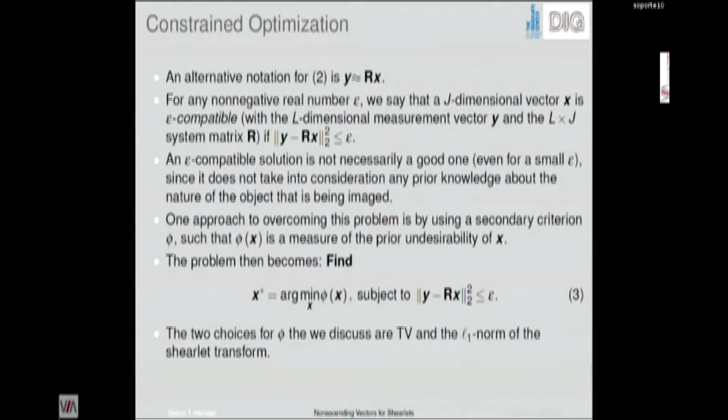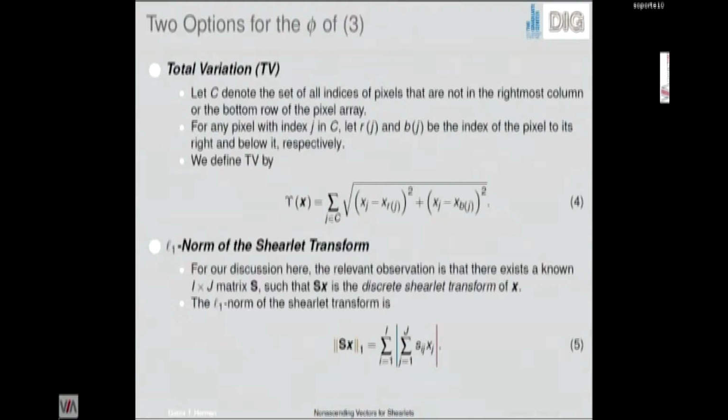If you bring in the secondary criterion, then you can set up the optimization problem. This is a feasible region, and now I say find an x star which minimizes phi subject to x being in the feasible region. And in this talk, I will mention TV and the L1 norm of the Shearlets transform as possible choices for the function phi. And here are the definitions.